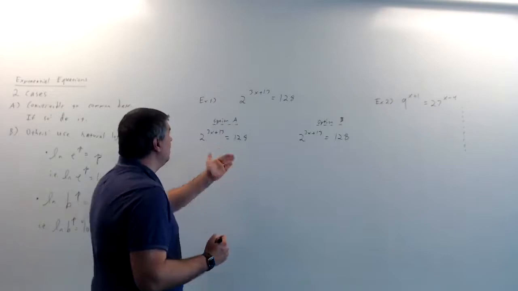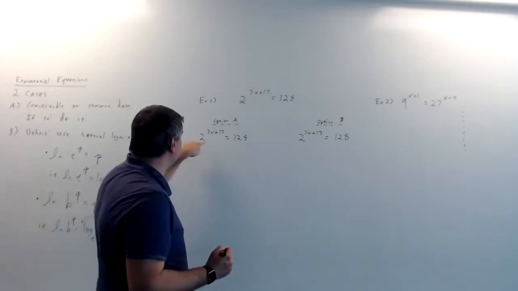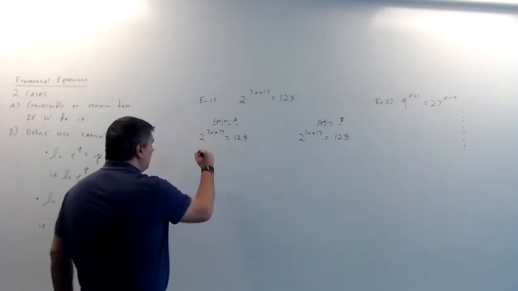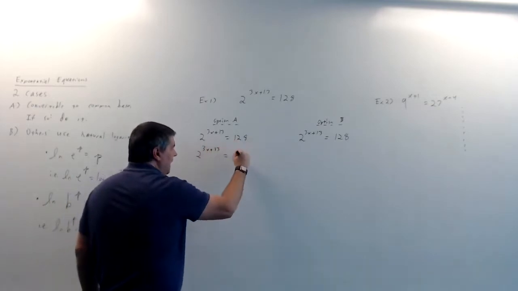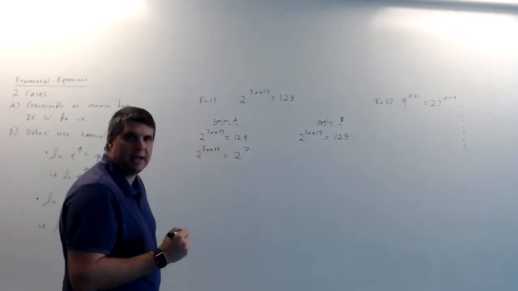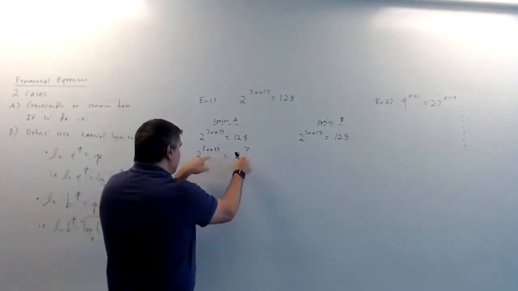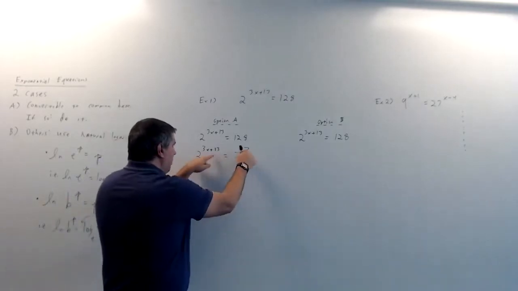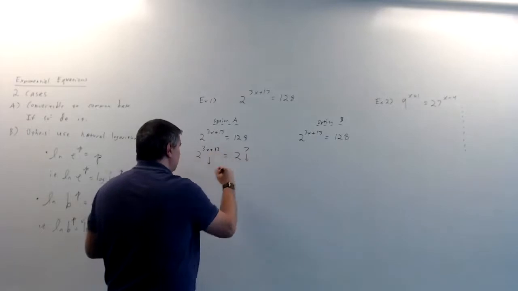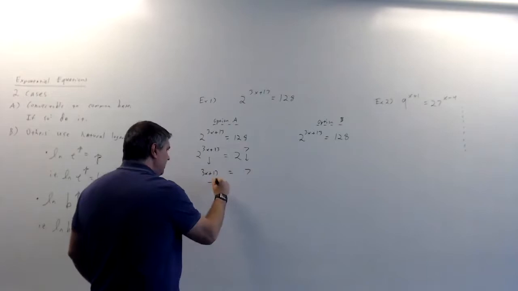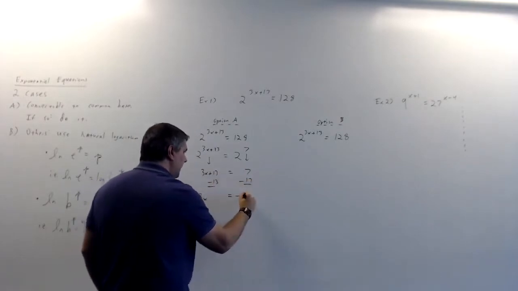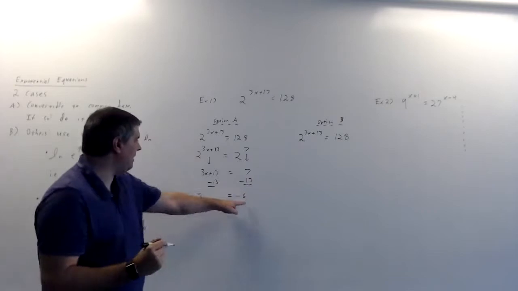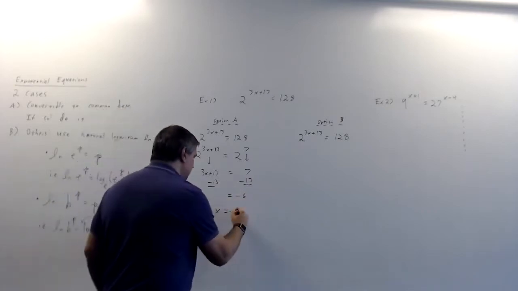Example 1 is both of these are powers of 2, can be written as powers of 2. 2 to the 3x plus 13th. 128 is 2 to the 7th. Now, if this equals this and the base equals the base, then the exponent equals the exponent. Subtract. And then from here it becomes a simple equation. 3x equals negative 6. Divide by 3, divide by 3, x is negative 2.